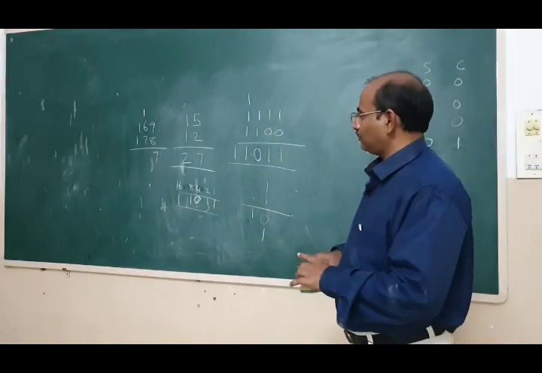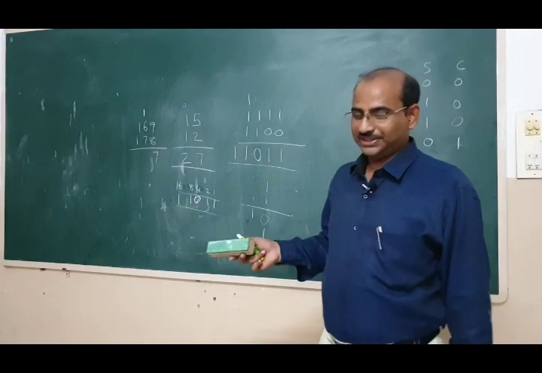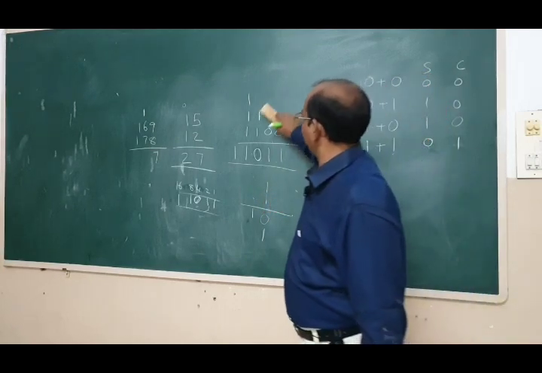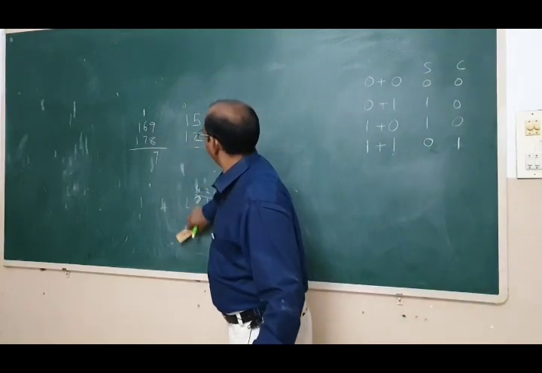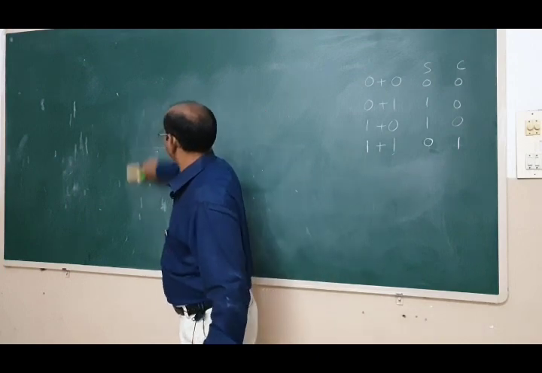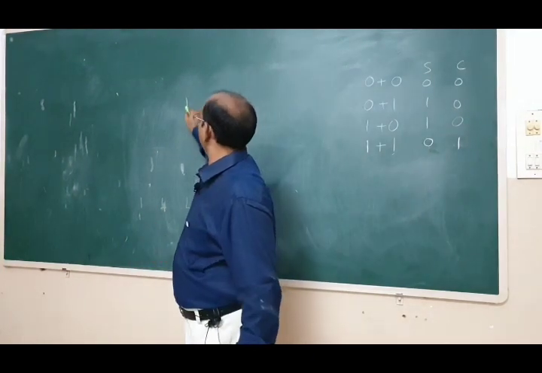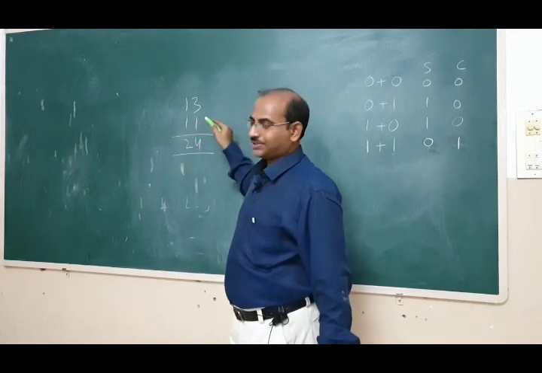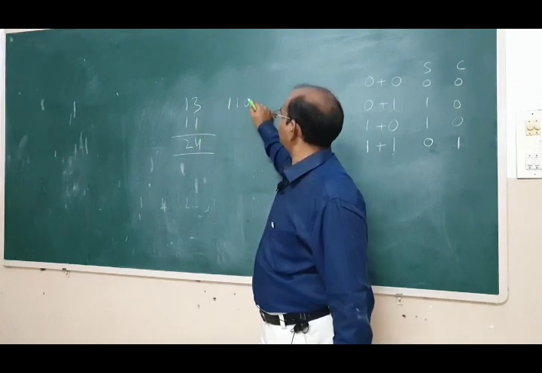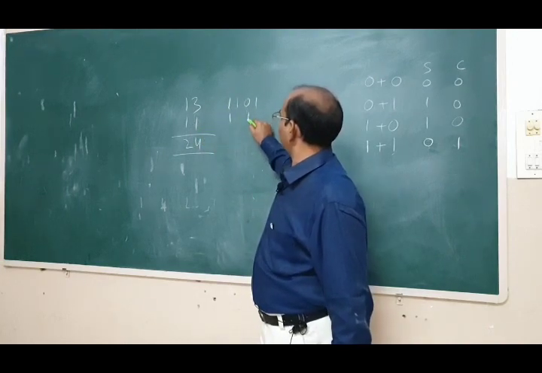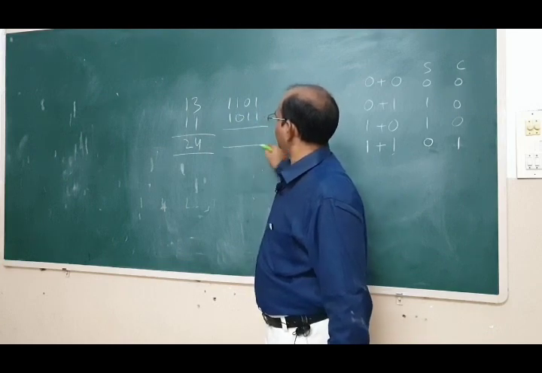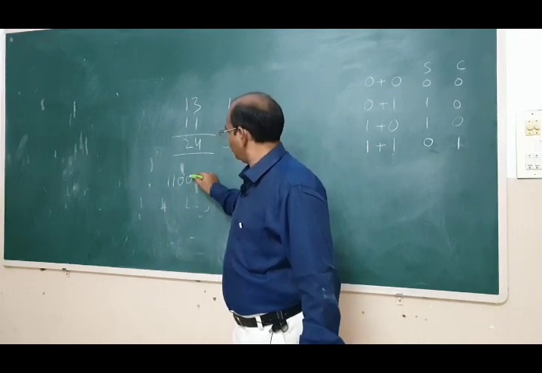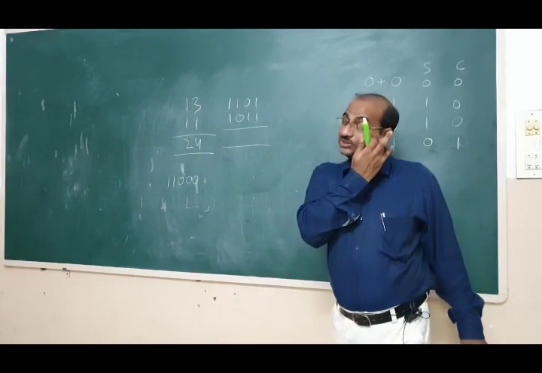I will conclude with one more example, because it is very easy, and we have to discuss subtractions also. So we will end with one more example. Let us take another two numbers, say 13 plus 11. You should get 24. What is 13? 8 plus 4 plus 1. What is 11? 8 plus 2 plus 1. And you should get 24, which means 16 plus 8. So you should get 1 1 0 0 0.